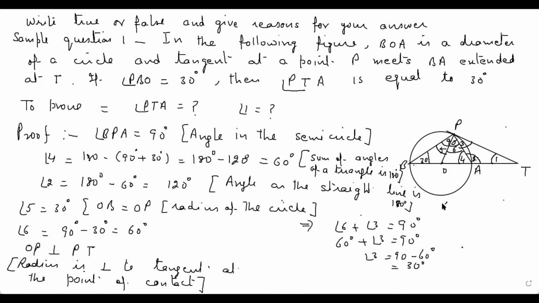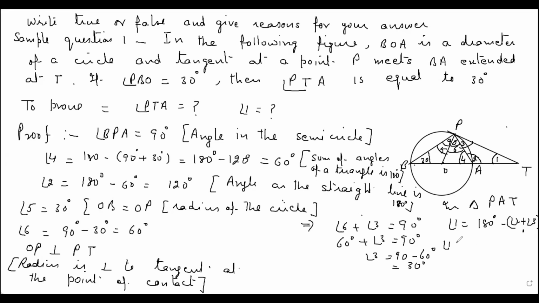So in triangle PAT, angle 1 is equal to 180 degrees minus (angle 2 plus angle 3). Angle 1 is equal to 180 degrees minus (120 degrees plus 30 degrees). It means 180 minus 150 degrees, which means 30 degrees. So PTA is 30 degrees. So this is a true statement.